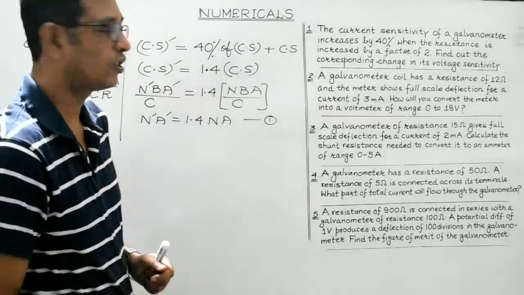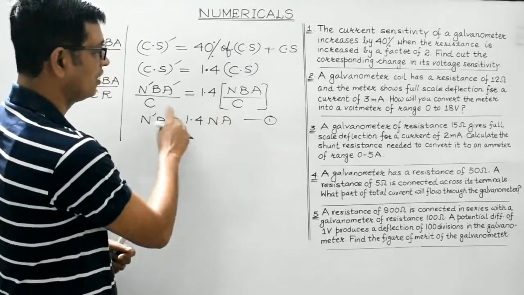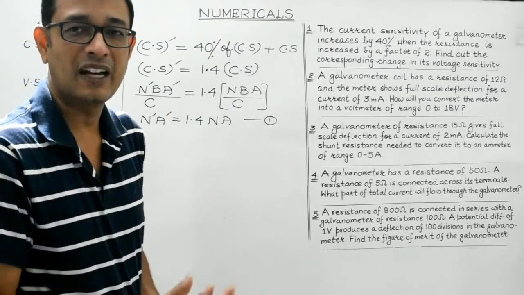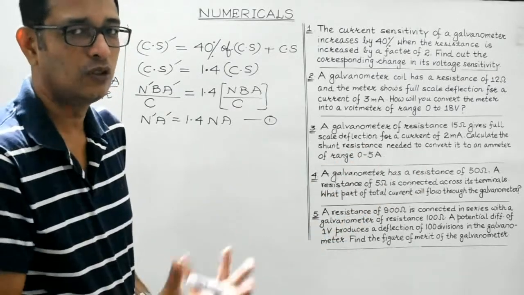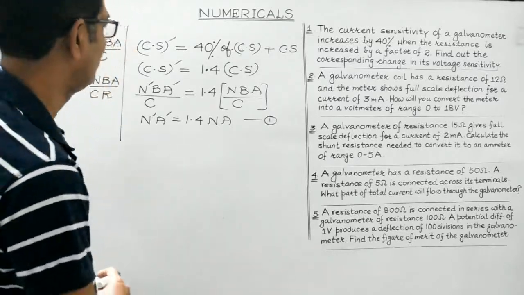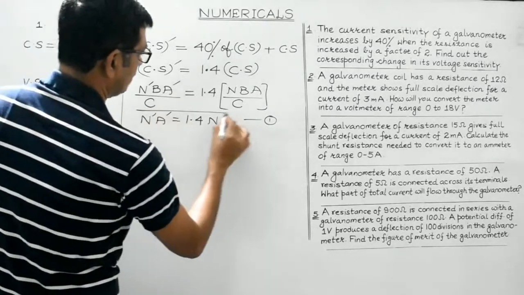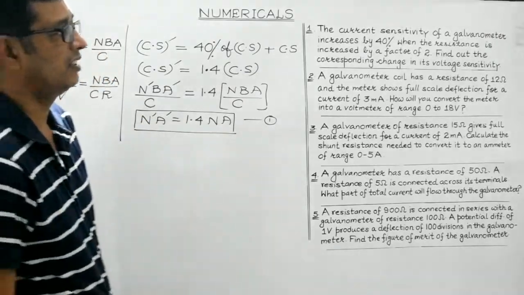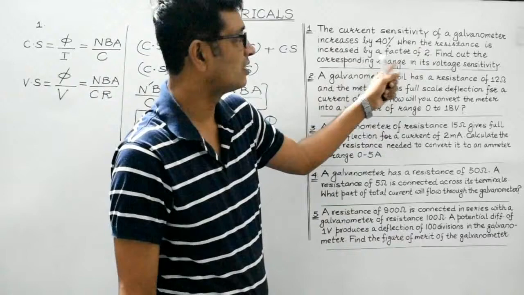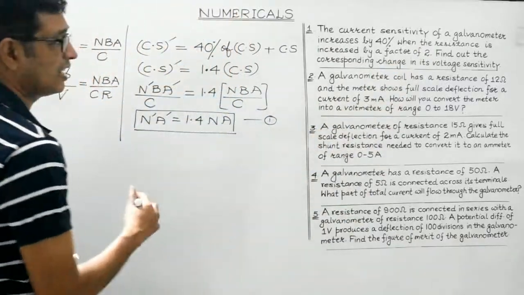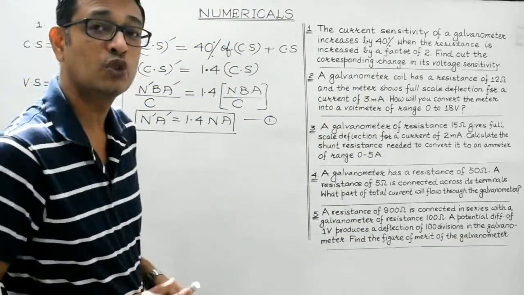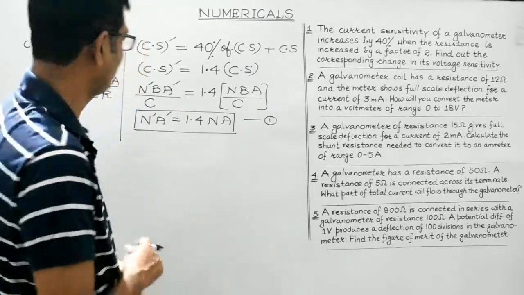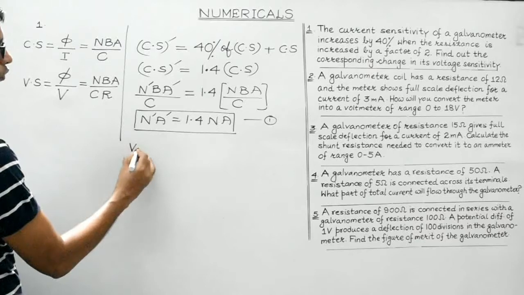And students, remember, for a given galvanometer, torsional constant for a given suspension wire should be constant. Strength of the magnetic field for the given concave poles will remain constant, isn't it? So this is it. N dash A dash is equal to 1.4 times NA. Now it is given the resistance is increased by a factor of 2. R dash is given to be twice R, and we are supposed to find out the corresponding change in the voltage sensitivity.